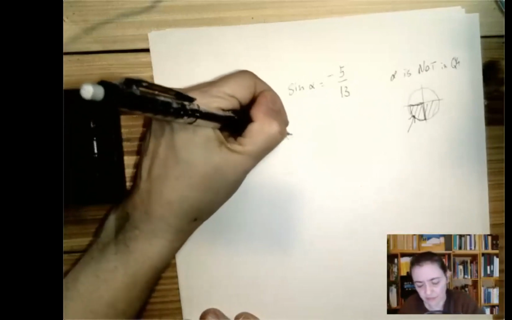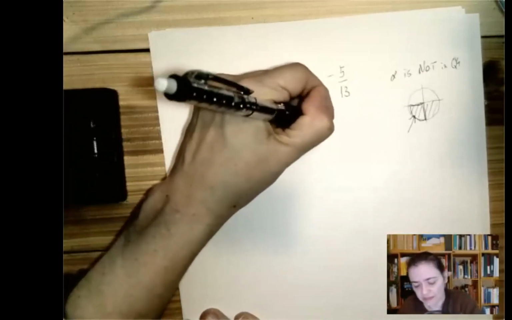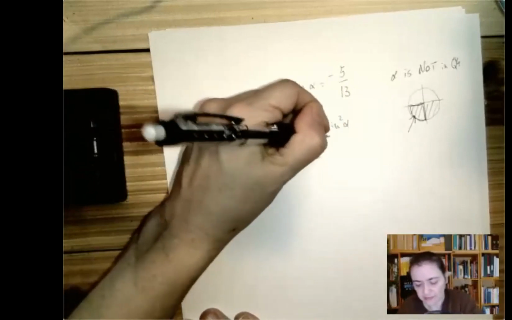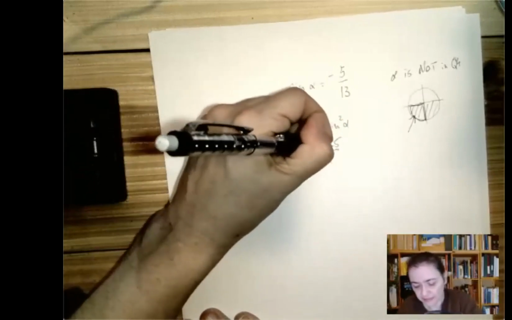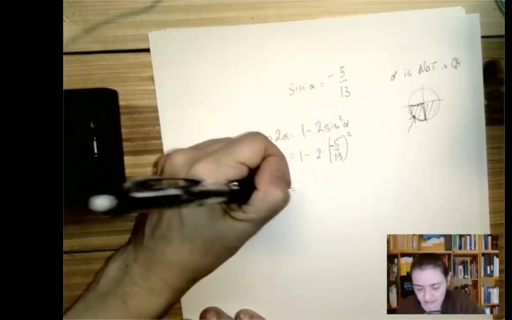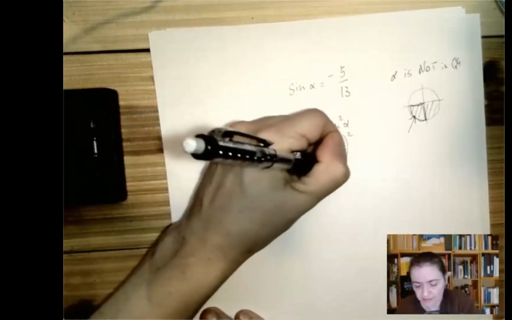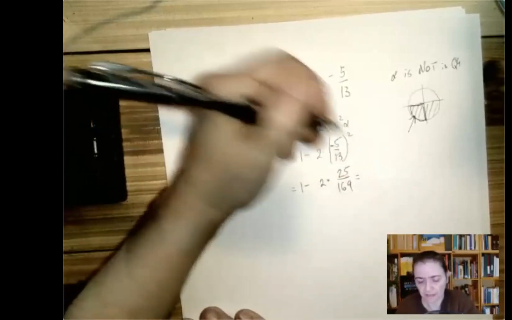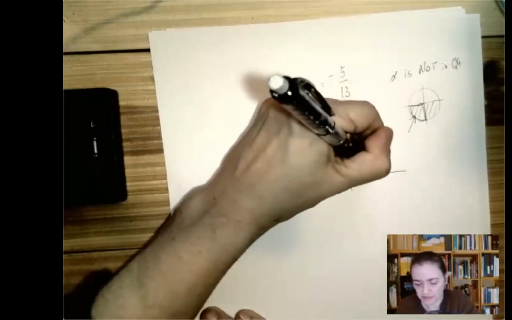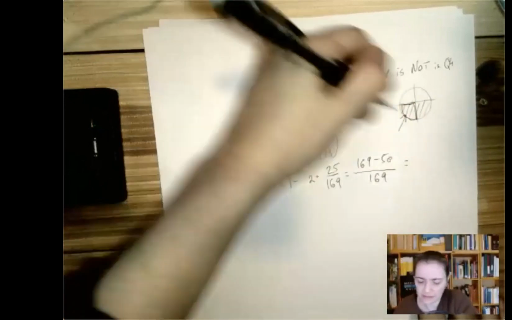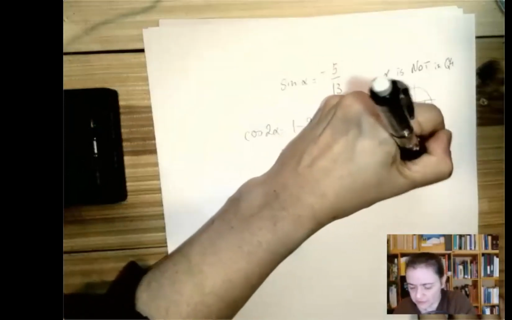So cosine of 2 alpha is 1 minus 2 sine squared alpha. And that's 1 minus 2 times minus 5 over 13 squared. That's it. 1 minus 2 times 25 over 169 is the same as 169 minus 50 over 169. And that's 119 over 169.